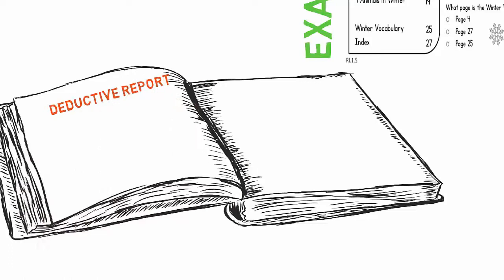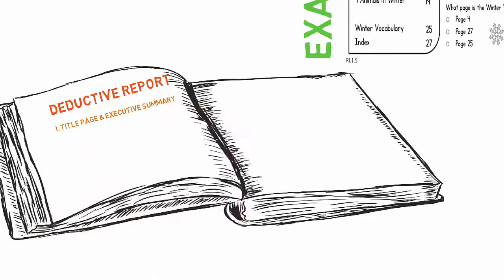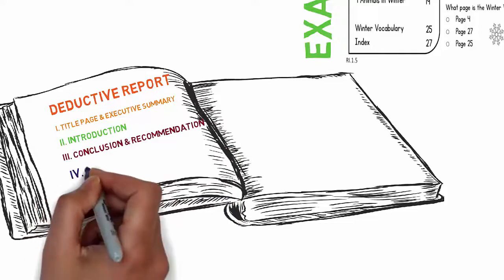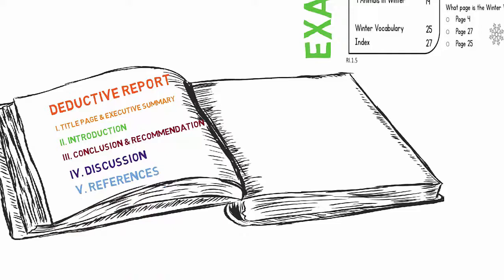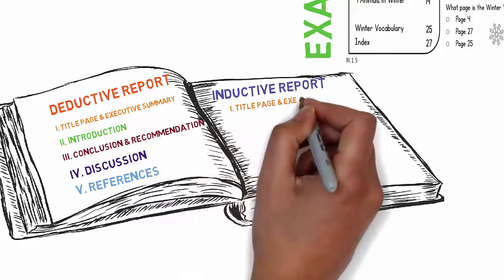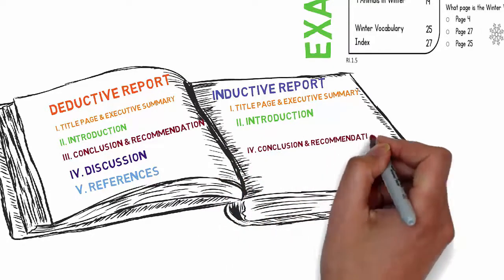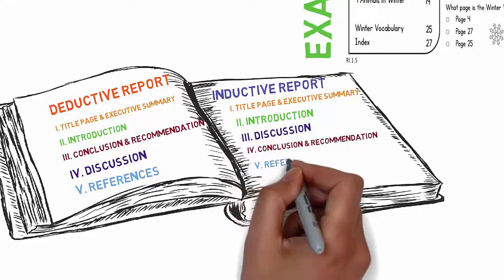In the deductive report, number 1 is title and executive summary. Number 2, introduction. Number 3, conclusion and recommendation. Number 4 is discussion. And the 5th one is references. Whereas in the inductive report, number 1 is title and executive summary. Number 2, introduction. Number 3, discussion. Conclusion and recommendation comes at number 4, and the 5th one is references.